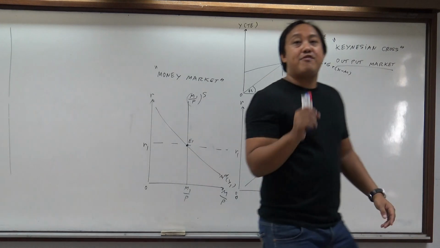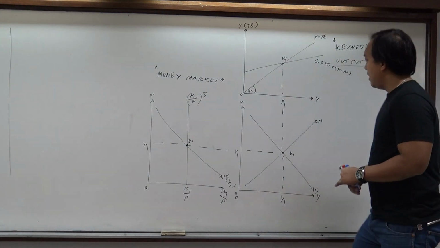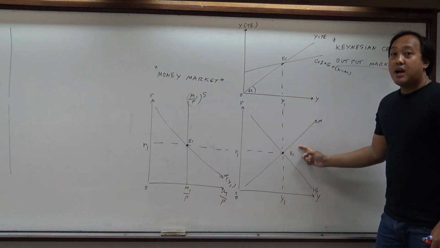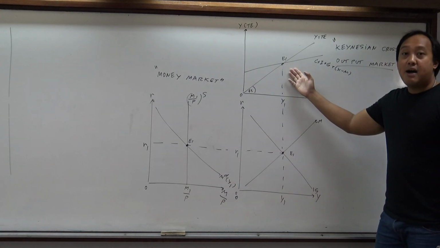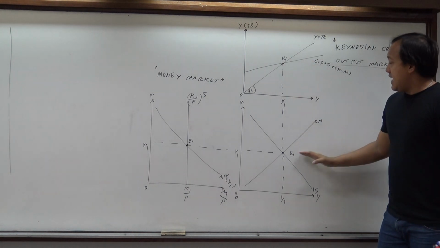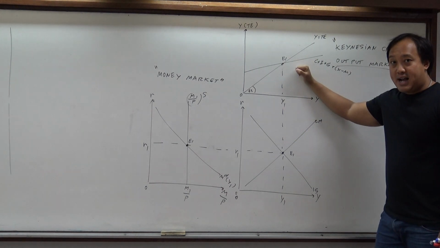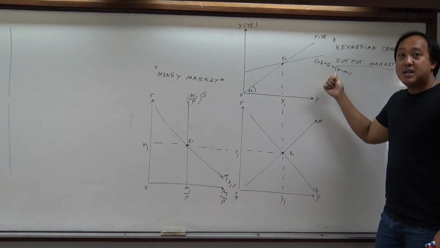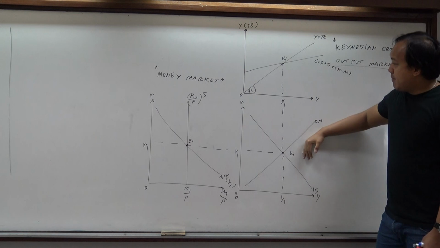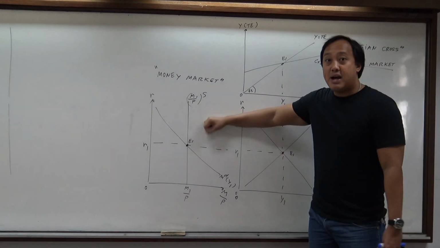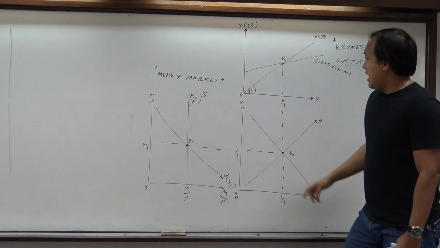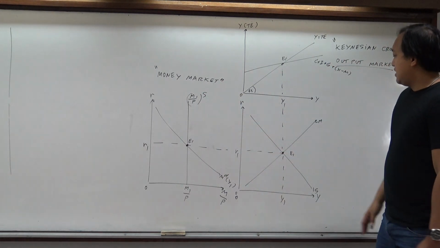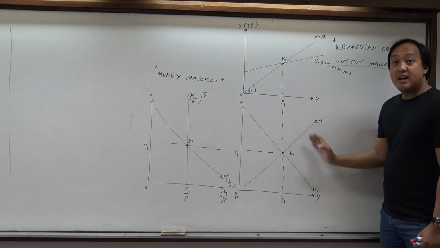And don't forget that the IS curve comes from the output market. The output market comes from C plus I plus G plus X minus M. The LM curve comes from the money market, and in the money market, money demand intersects with money supply. So we can put two graphs together.